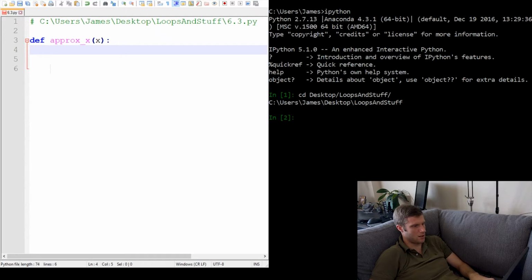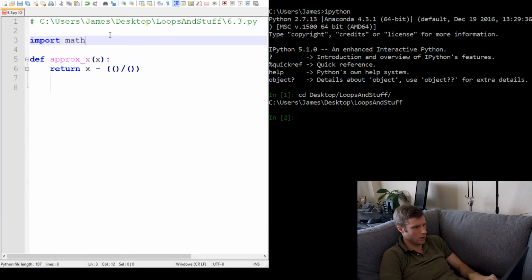Okay, so we need to compute x minus, and I always mess up my math with the brackets and whatnot, so you'll have to bear with me here. I know I've got something that looks like this. I've got cos. Oh, you know what? We don't have cos by default. We have to import math. Okay, there we go. So now we need to call math.cos of x.